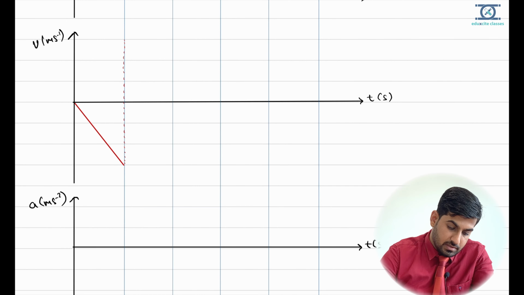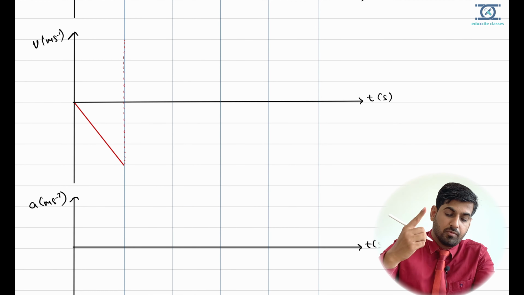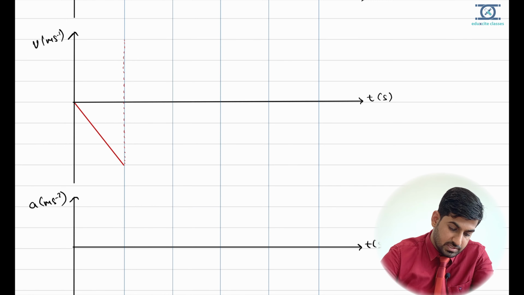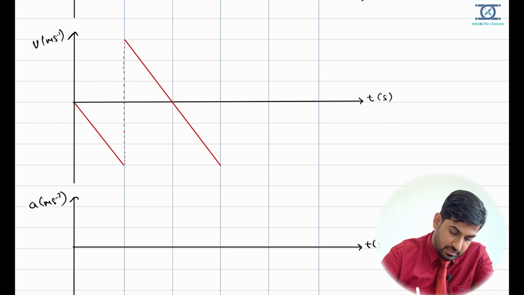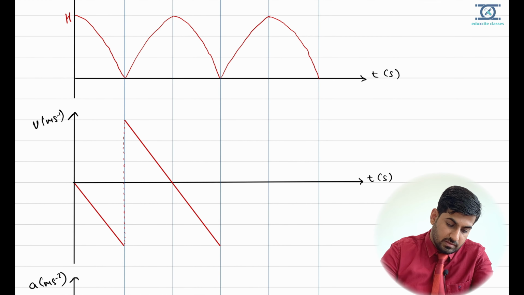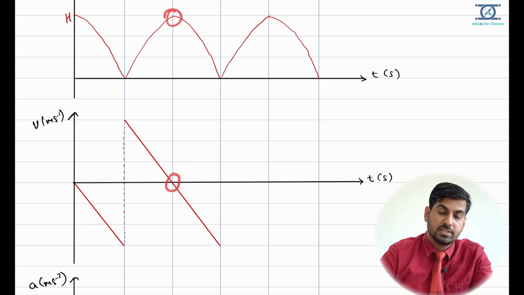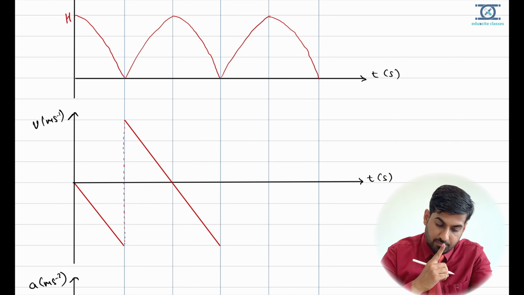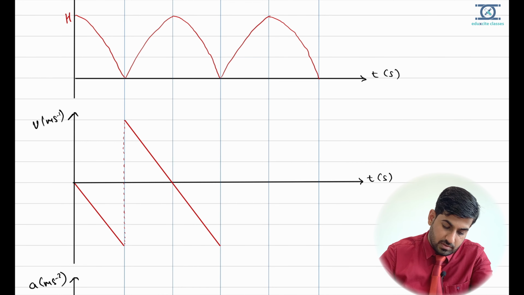And here it reaches, now it touches the ground. Here this is the bouncing and then it is moving in the upward direction. Now upward is taken as positive. So as it moves upward, the velocity will keep on decreasing. It will reach a maximum height, and this is the point at which it reaches the maximum height. The velocity will be 0. Make sure that it matches with your displacement time graph. So this is the first bounce.